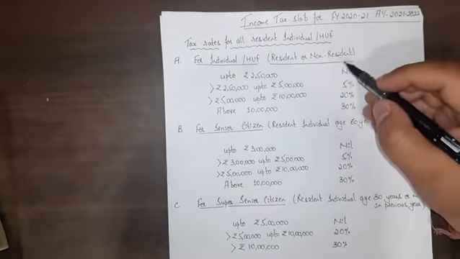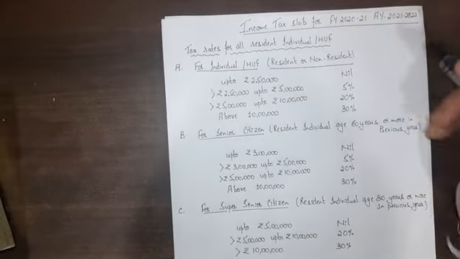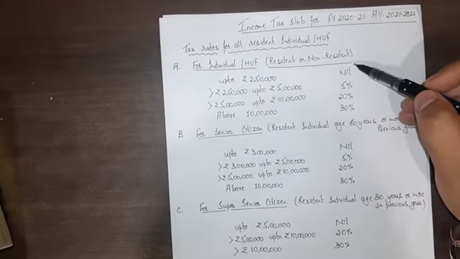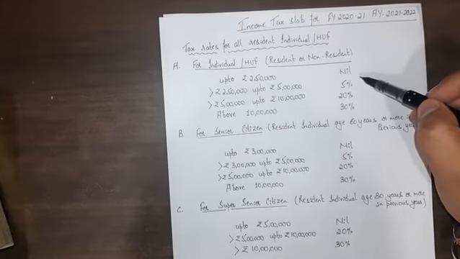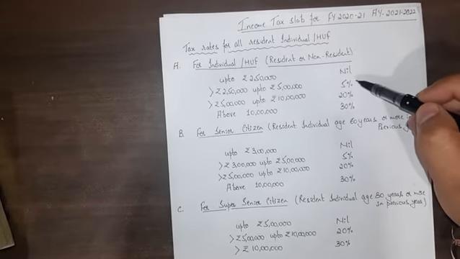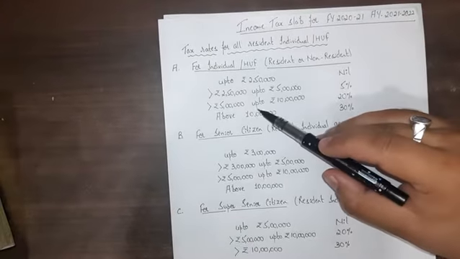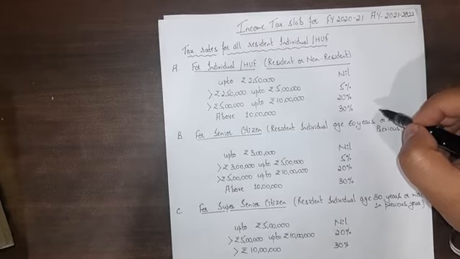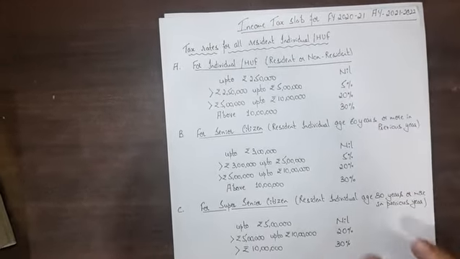First of all, we'll be discussing the tax rate for resident individual and HUF. The subcategory comes up for individual HUF, resident or non-resident. For income up to 2,50,000, there is no tax, nil rate of tax. For income greater than 2,50,000 up to 5 lakh, there will be 5% tax rate. For income greater than 5 lakh up to 10 lakh, there will be 20% tax rate, and for income greater than 10 lakh, there will be 30% tax rate.